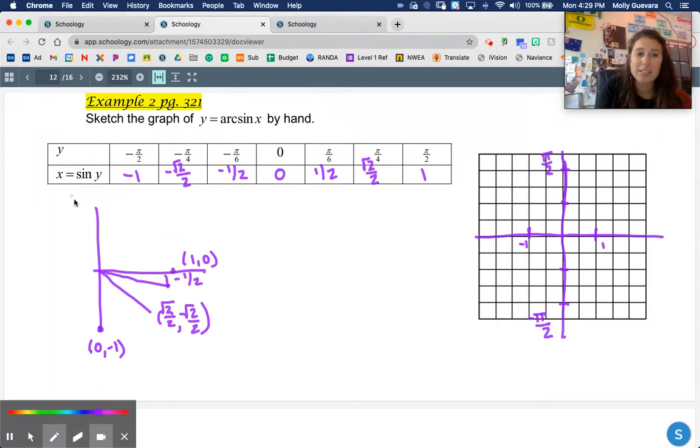And so this is a little confusing. Notice the x's are on the bottom and the y's are on the top. So it's kind of reversed here. So let's then go ahead and graph this. I know 0, 0 is a point.